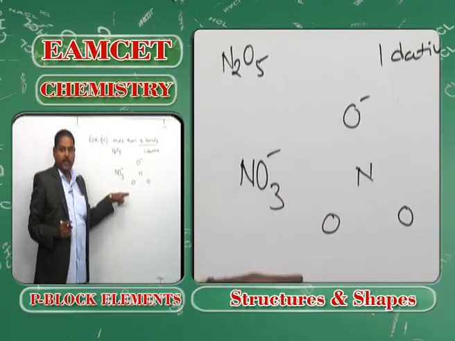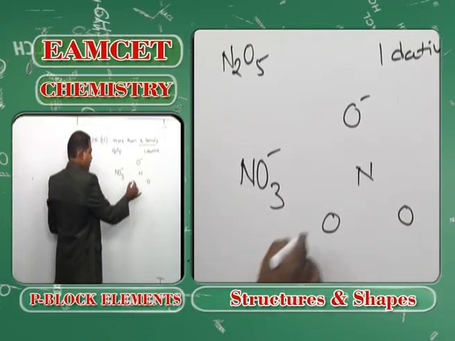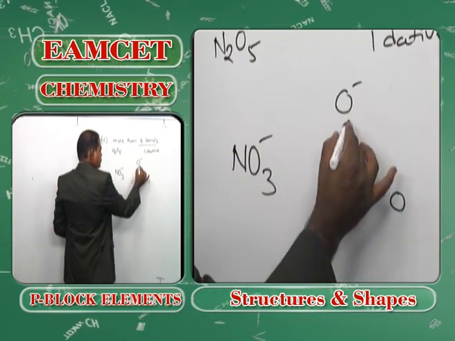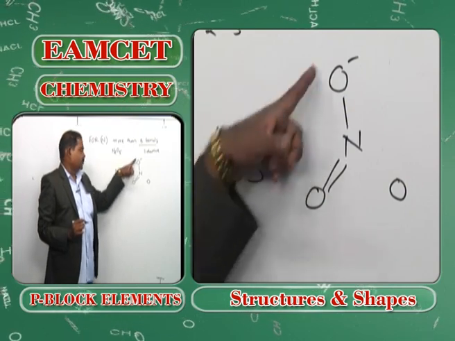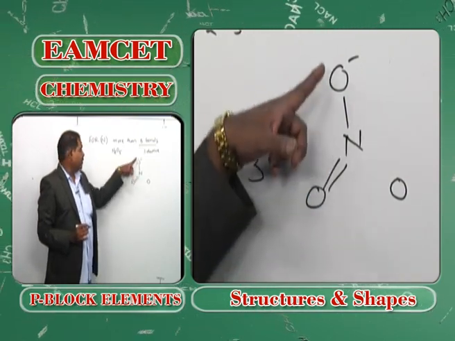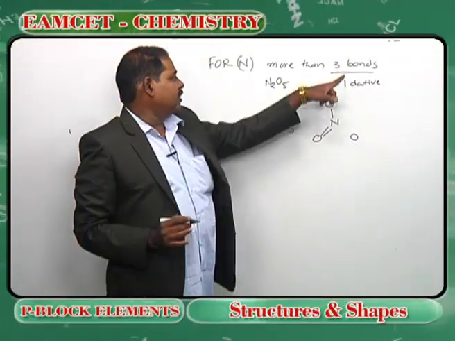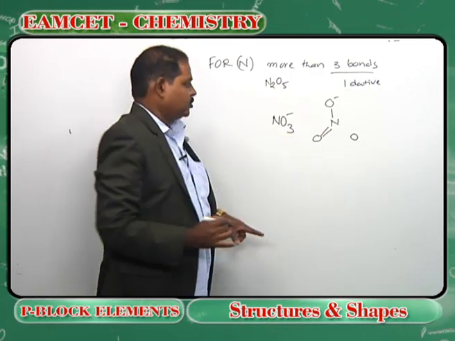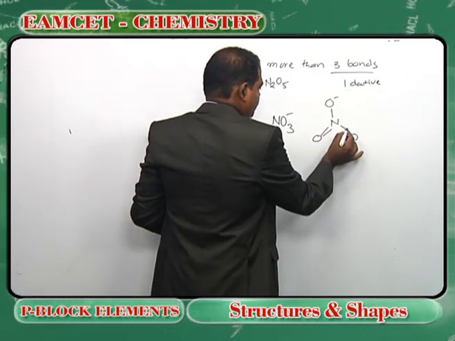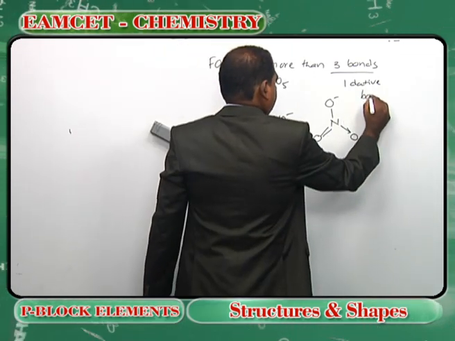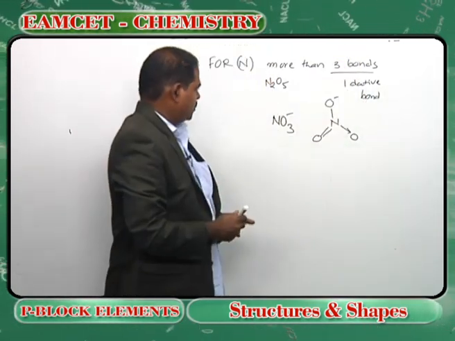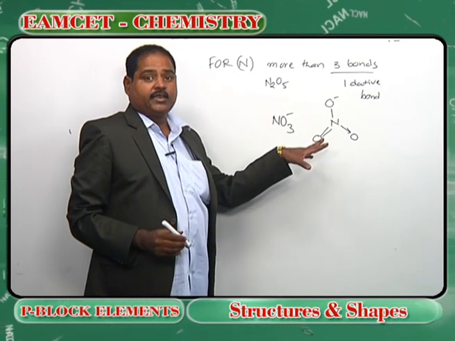And what is the role of oxygen? We already discussed oxygen forms 2 bonds. O minus forms 1 bond. And nitrogen's quota of 3 bonds are over. We already discussed for nitrogen more than 3 bonds, 1 dative bond. So, you put this as a coordinate covalent bond, 1 dative bond. Here you are. So, that is the structure of NO3 minus.